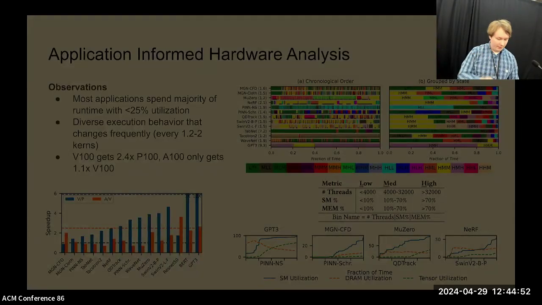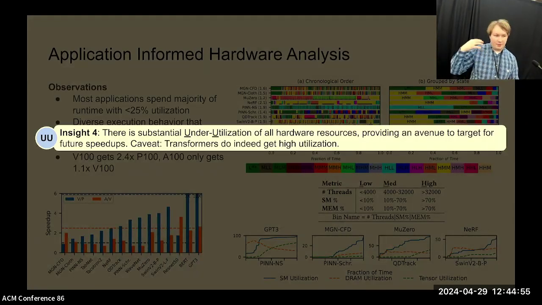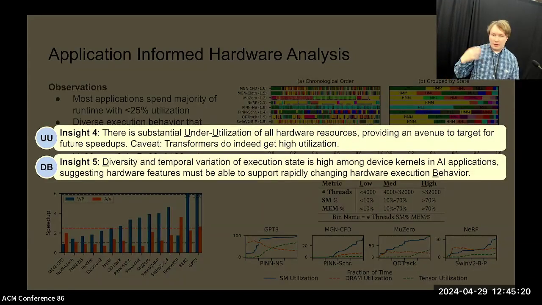So that brings us to our fourth and fifth insight. The fourth insight is that there's substantial underutilization of all hardware resources, and this provides an avenue to target for future speedups. One caveat that I want to point out is that transformer models do get high utilization on GPUs today, and this is mostly because they have very large matrix multiply dimensions, which have very high arithmetic intensity. And our fifth insight is that there's a lot of diversity and temporal variation of execution state, and this suggests that hardware features must be able to support rapidly changing execution behavior.